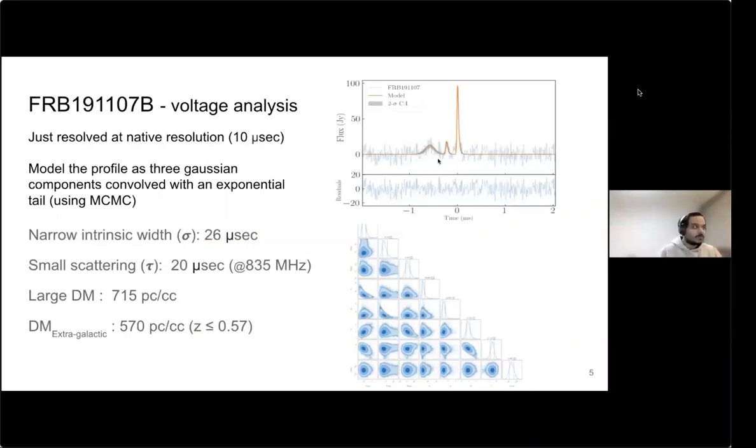It has multiple components. We model it as 3 Gaussian components convolved with an exponential time scale. And we find that the brightest component, which is responsible for most of the signal to noise of the FRB, has an intrinsic width of just 26 microseconds, a small scattering scale of 20 microseconds, and this is despite having a large total DM of 715 parsecs per centimeter cubed. If we subtract the Milky Way contribution, we are still left with a large extragalactic DM of 570 parsecs per centimeter cubed, which we use to place an upper limit on the host galaxy of 0.57 redshift.